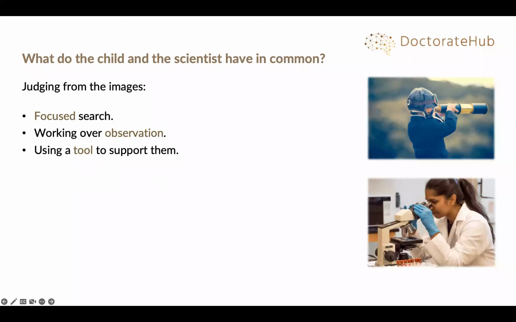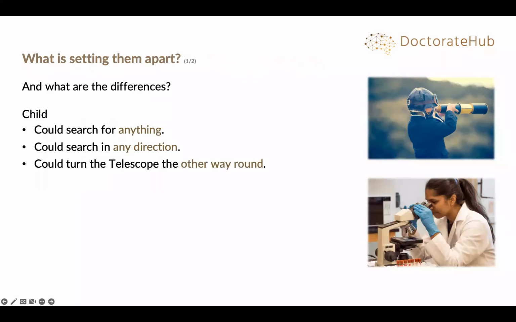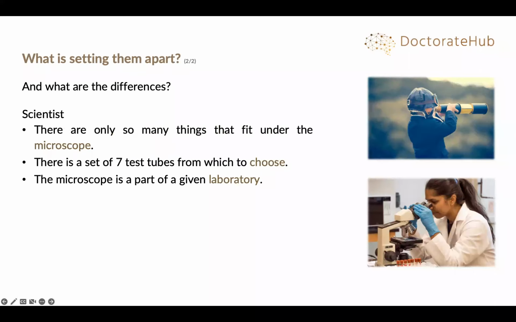If you think about it, there is focused search, working over observation, and using a tool to support them. Those are the core things that a scientist is doing. And the focused search is usually motivated by something. Now, on the other hand, there are certainly also differences that set them apart. A child could search for anything. It could search in any direction, and it could turn the telescope the other way around, right? That's what kids do. They tinker, they play, they want to find out.